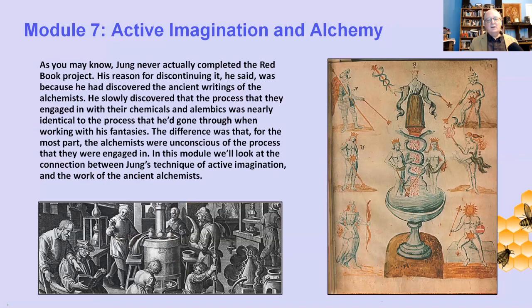Then having seen some of the possibilities, we want to go back again and look at active imagination in module 7, active imagination and alchemy. This is what took Jung out of the work with the Red Book, because he found that he finally had what he called an historical grounding, and sort of an archetypal grounding, in the work of the alchemists. He first thought that he might find that in the work of the Gnostics. That did not work as well as he wanted. They didn't have the personal element that he wanted to find.